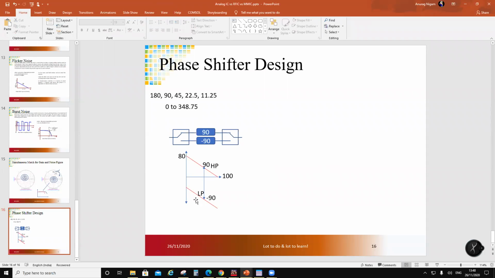So I want to design these two circuits which will give plus 90 and minus 90. And then when I see the gap between the two, it's always going to remain 180. So if I switch from one path to another path, the total change is 180. Similarly, I will add other blocks here.